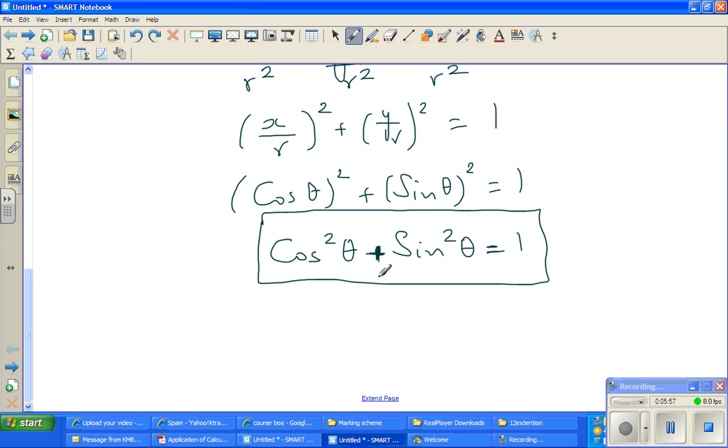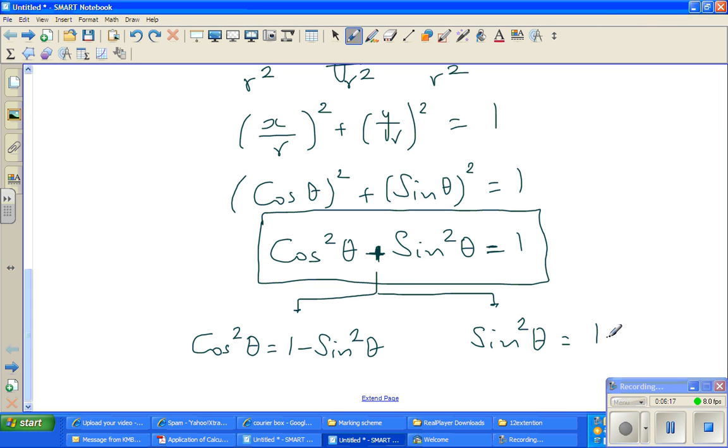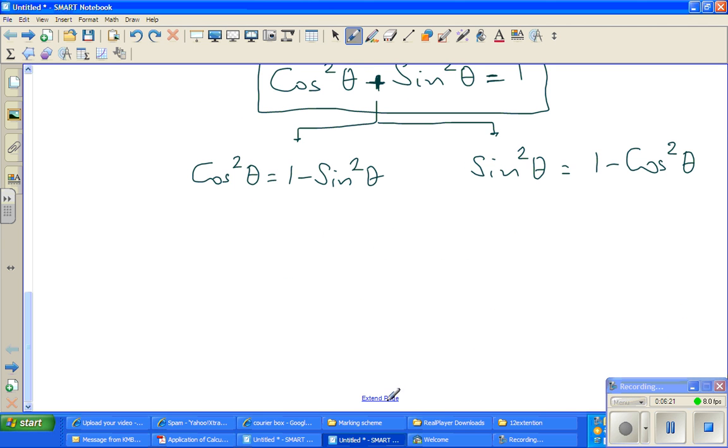From this, you can make two more identities. I can write cos squared theta is equal to 1 minus sine squared theta. And if you make sine squared the subject, sine squared theta is 1 minus cos squared theta. You can prove these results by yourself. There is no great intelligence required.